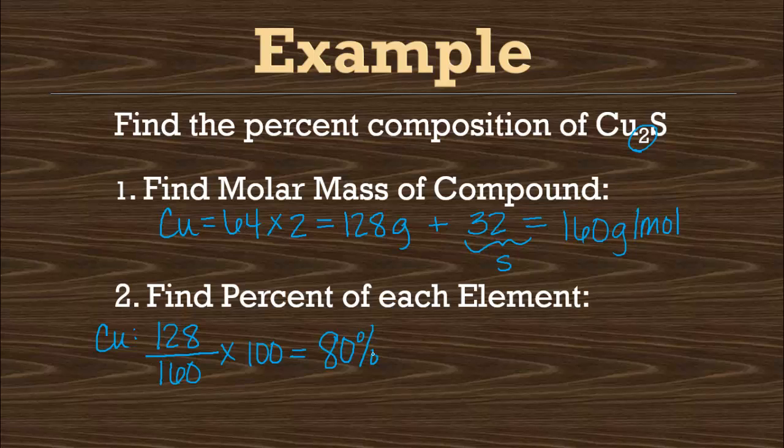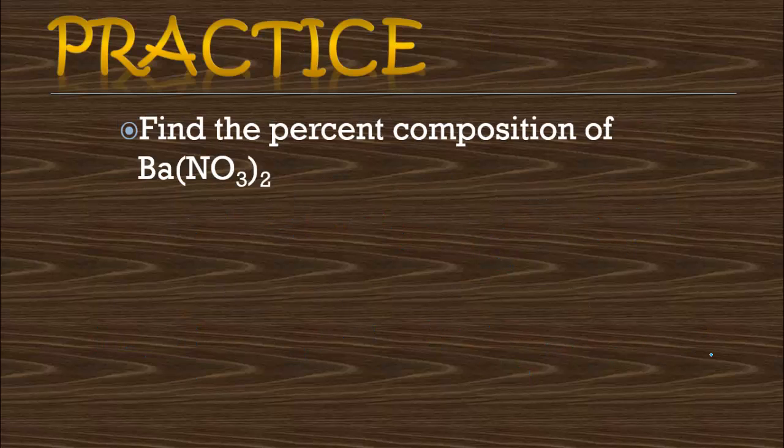Well, that should mean sulfur is 20%, because we can only have up to 100%. So let's double check ourselves. Sulfur would be 32 over 160 times 100, and indeed it does come out to 20%. Let's find the percent composition of Ba(NO₃)₂.